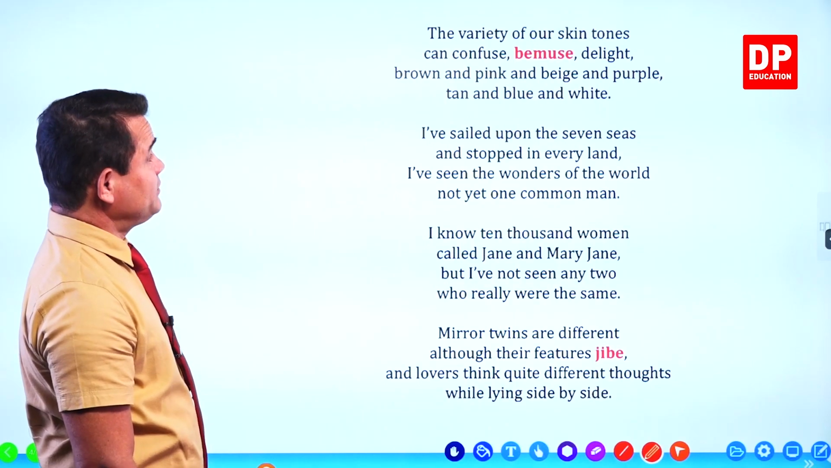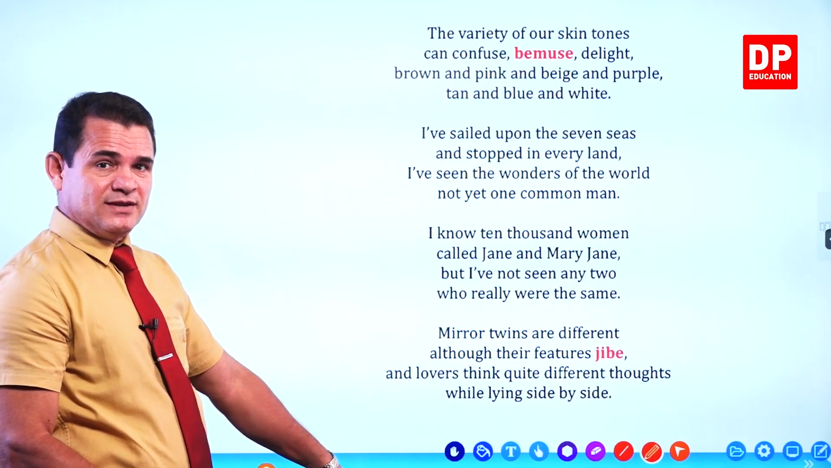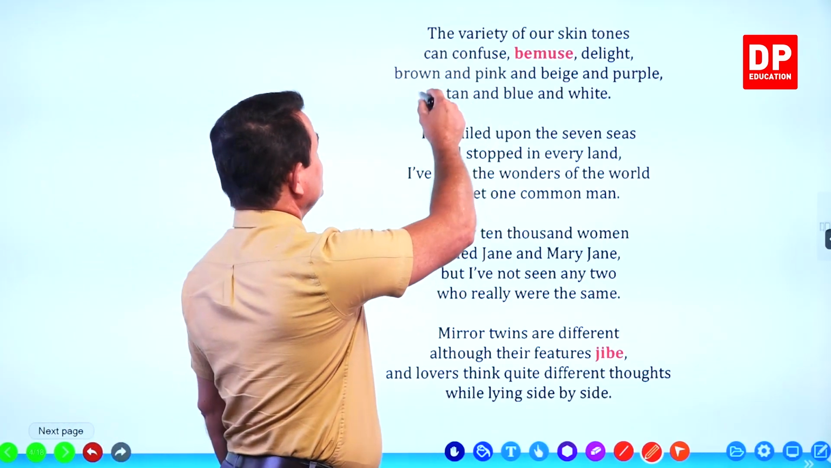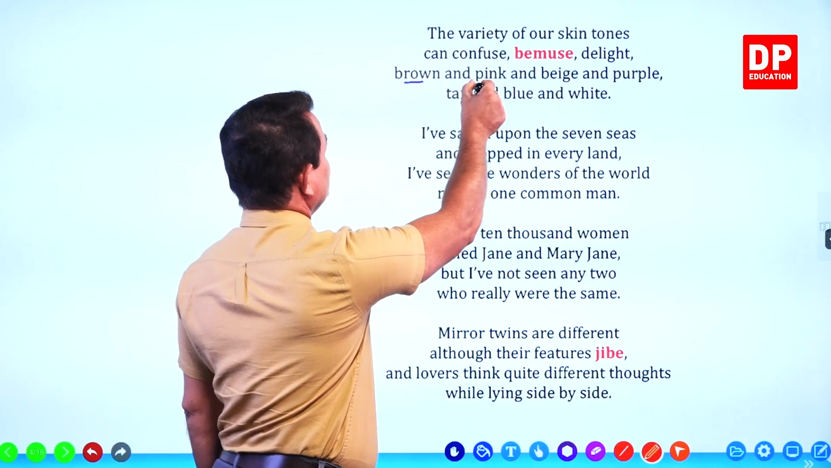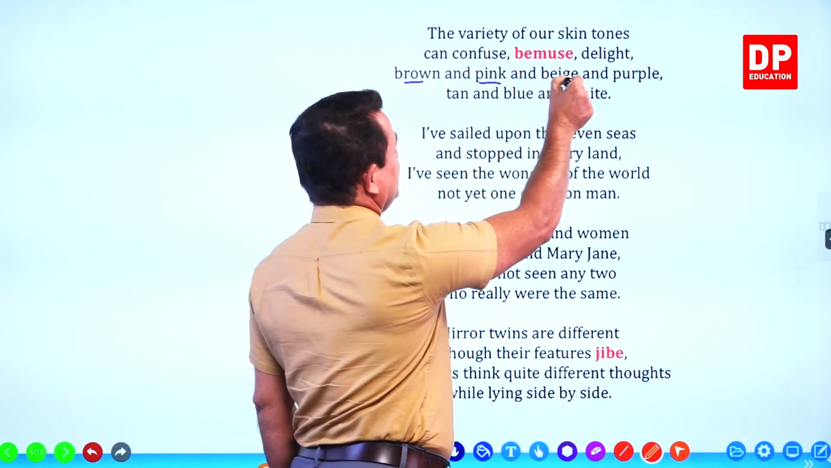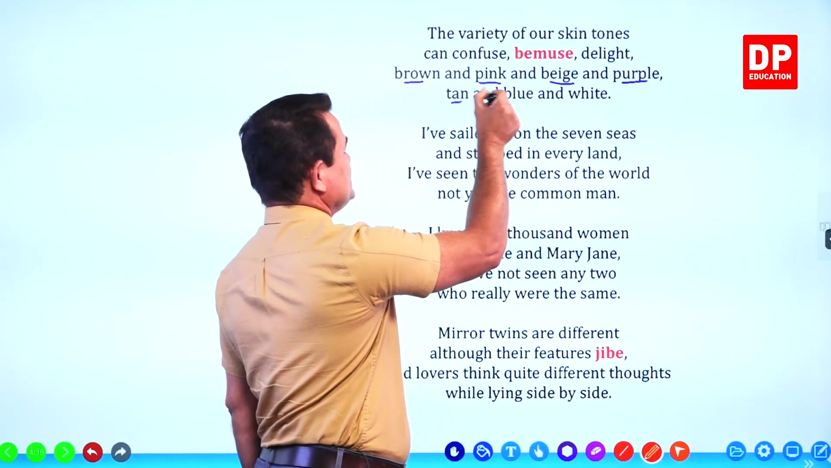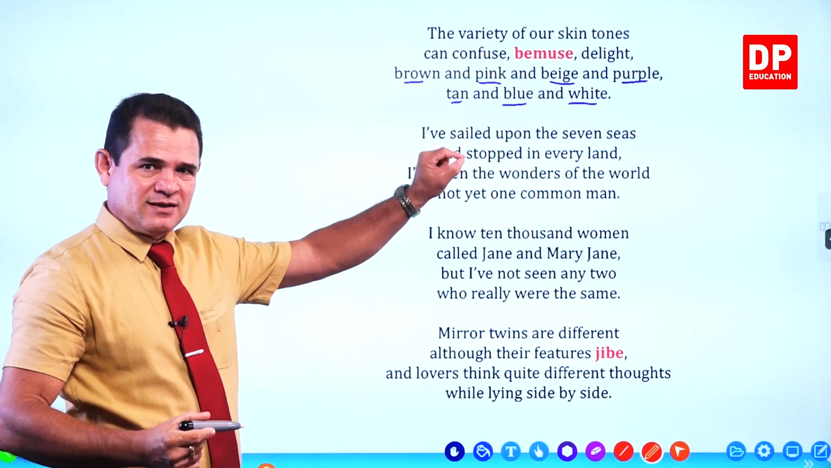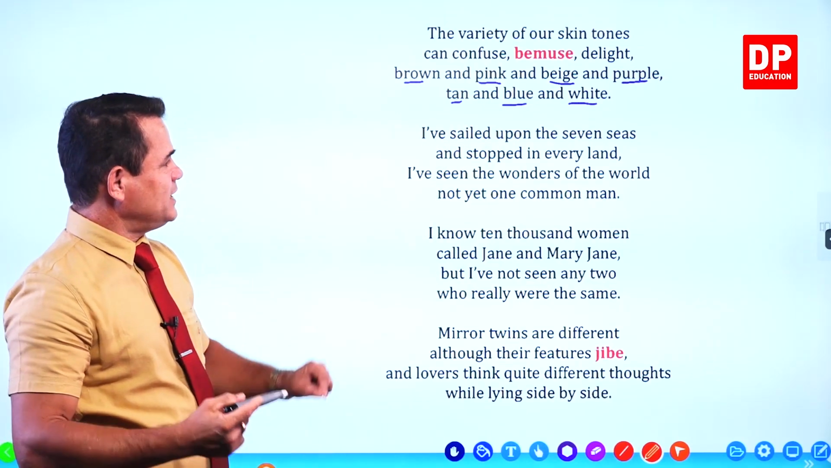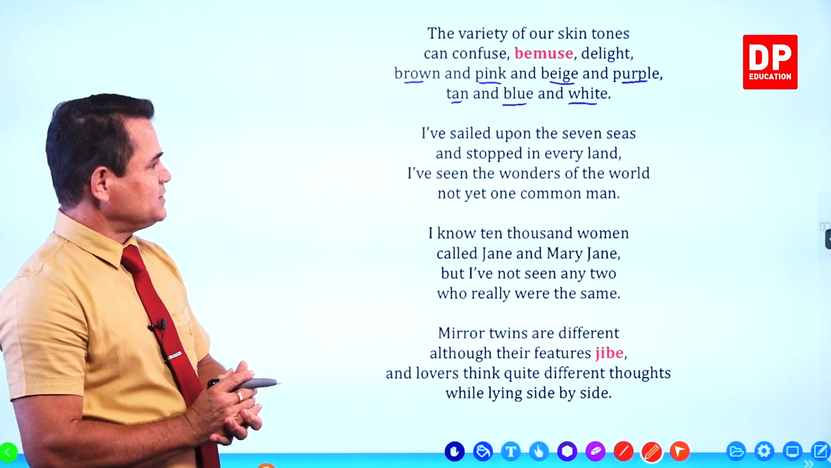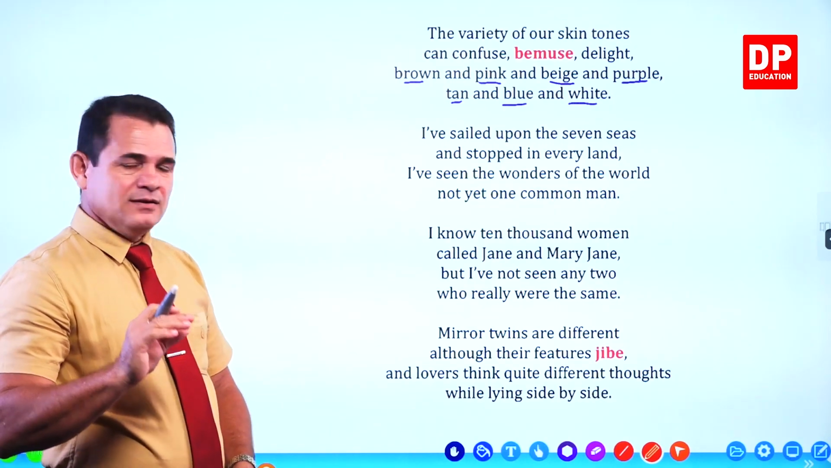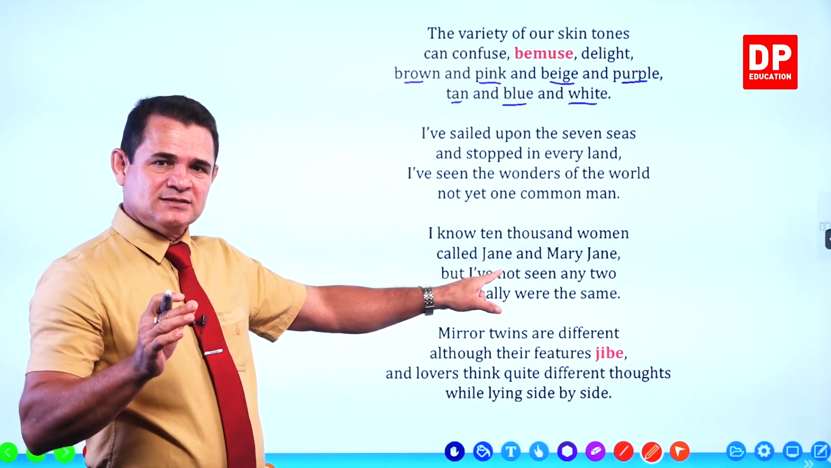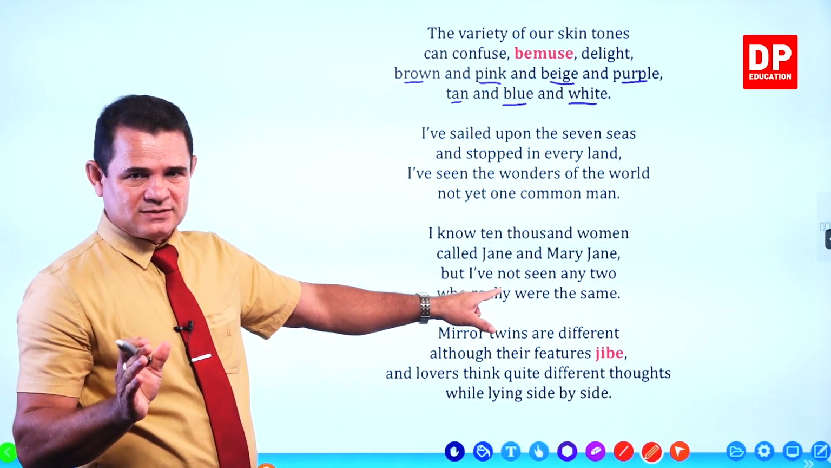Also the variety of skin, different tones. How many are there? So here: brown, pink, beige, purple, tan, blue, white. So you can just look at the poem and count and write them, right? And also the names of places, right? You can easily identify the proper nouns. Jane is also a proper noun, but it is a name used for a person.